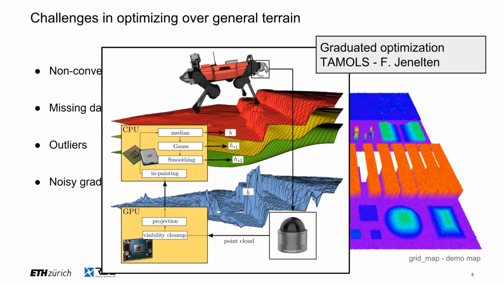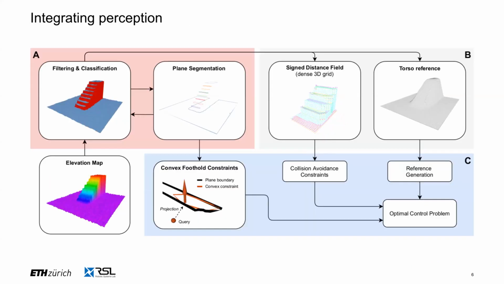But in my work, we did it a little bit differently. What we did is we take the elevation map and in the first step, classify which part of the map is steppable and non-steppable, and then find for all the steppable regions, the boundary of individual planes in the scene. And then before each MPC problem runs, we take a nominal foothold, we project it on the best plane that's closest to it, and we extract a convex inner approximation. In this way, you hide all the nasty numerical problems that you normally have in a terrain, and you only expose the foothold constraint as a convex set.